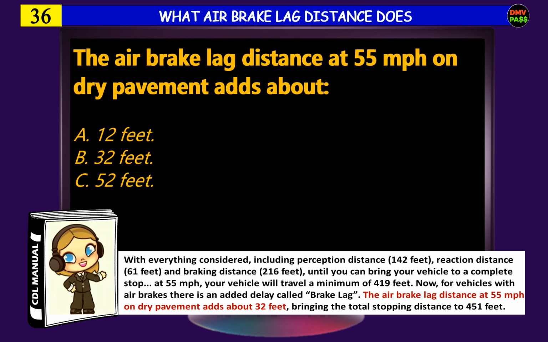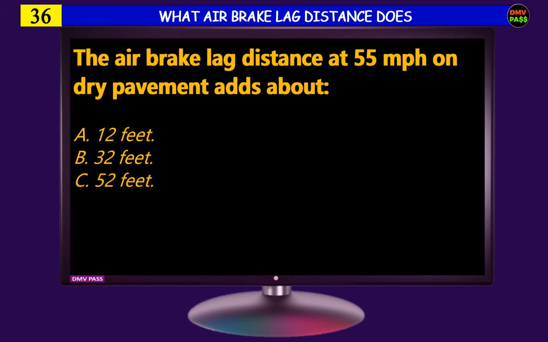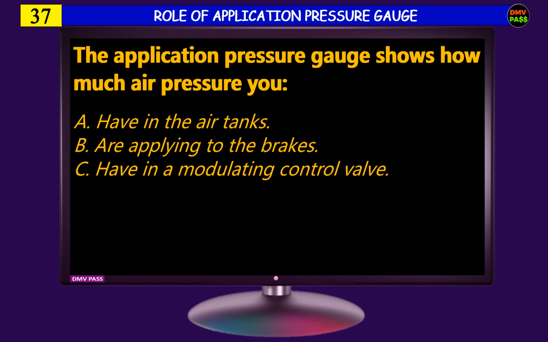Now, for vehicles with air brakes, there is an added delay called brake lag. The air brake lag distance at 55 miles per hour on dry pavement adds about 32 feet, bringing the total stopping distance to 451 feet. So, the correct answer is B. 32 feet. Next question.